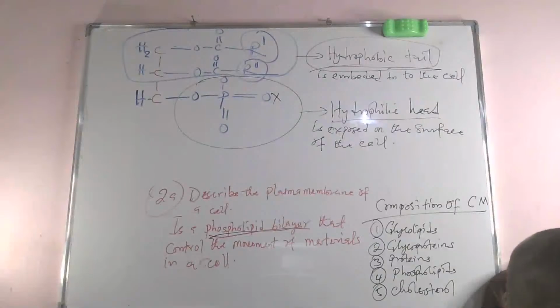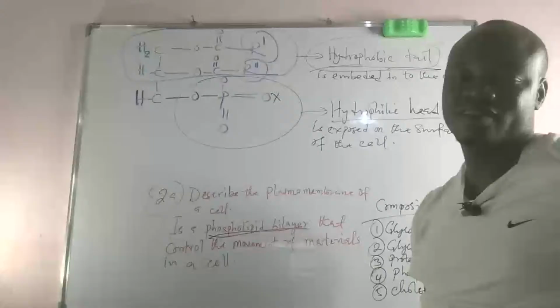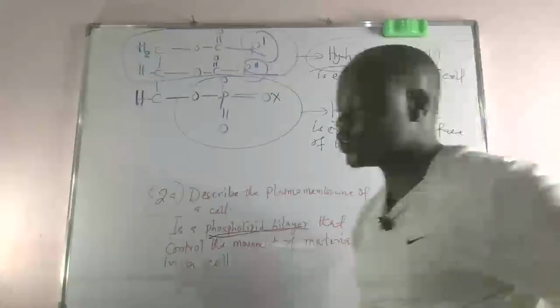So now my question is, among these five major compositions of the cell membrane, which one has the highest percentage? The one that is abundant on the cell membrane among all these five: glycoproteins, glycolipids, proteins, phospholipid, and cholesterol. It's not cholesterol.